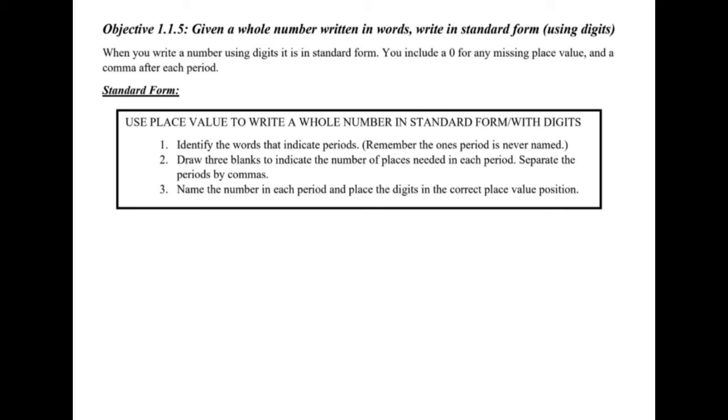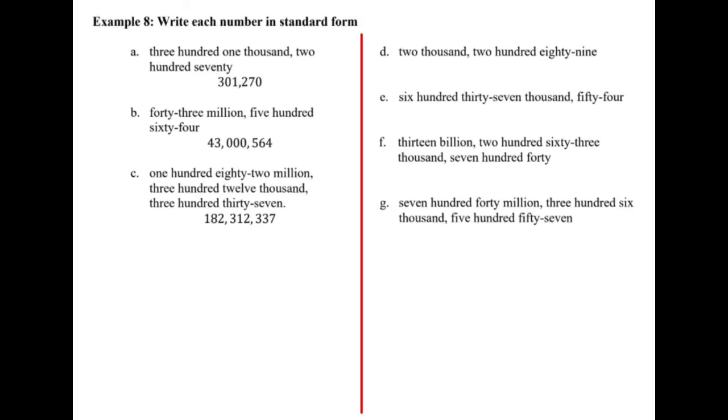Okay, so identify the word that indicates the period, and remember, ones period is never named. You draw 3 blanks to indicate the number of places needed in each period, and you separate the periods by commas. Name the number in each period and place the digits in the correct value position. It'll make sense when we do them. Here we go. Now on theirs, you can see that they've just gotten the answer. You didn't see the 3 blanks and all that kind of stuff, so I'm going to do that down here.